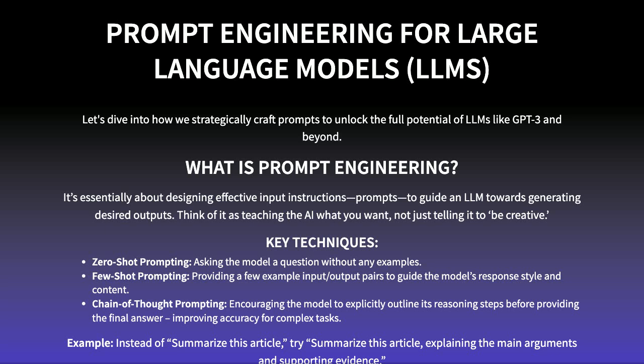And finally, chain-of-thought prompting. This is really powerful. It encourages the model to actually think out loud and explain its reasoning process step by step. Think of it like teaching the AI how you would approach a problem yourself. A good prompt structure helps the LLM understand exactly what we want, leading to much more relevant and accurate responses.